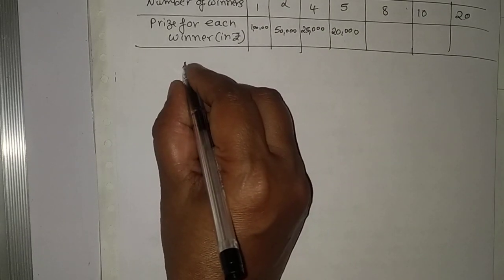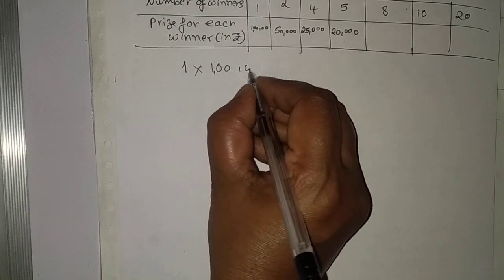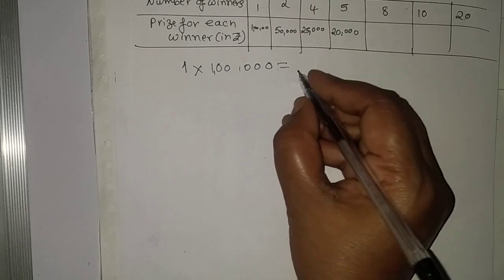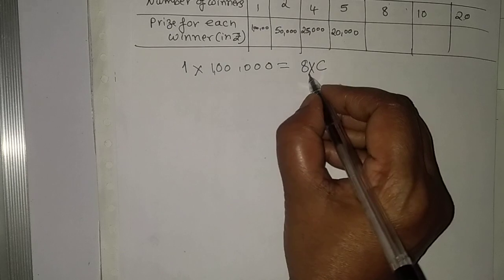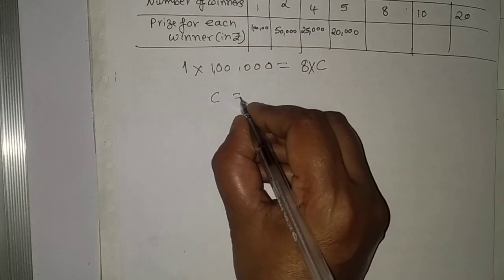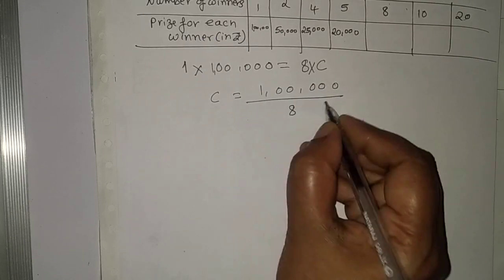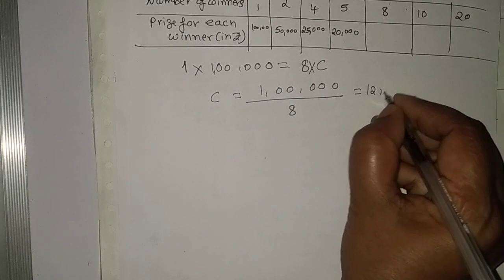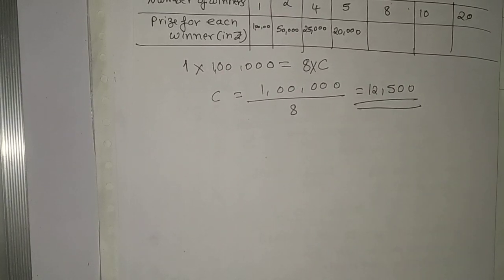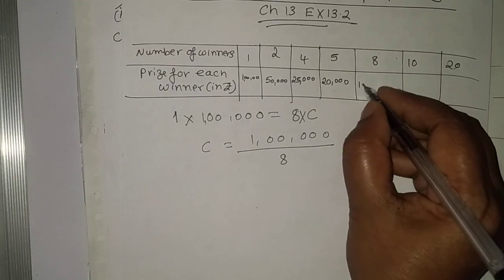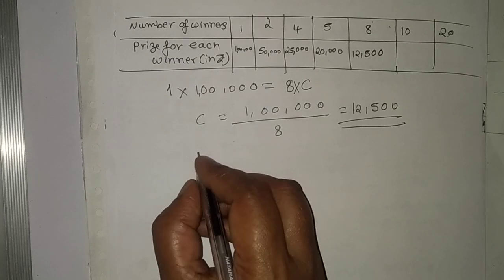That is 1 into AB, we finished 1 lakh. 1 lakh is equal to 8 into how much? AB, C will take, A into C. Therefore C is equal to 1 lakh divided by 8, which is equal to 12,500. So each winner will get how much? 12,500. So substitute here 12,500. So next we finished C. Then we move on to D.